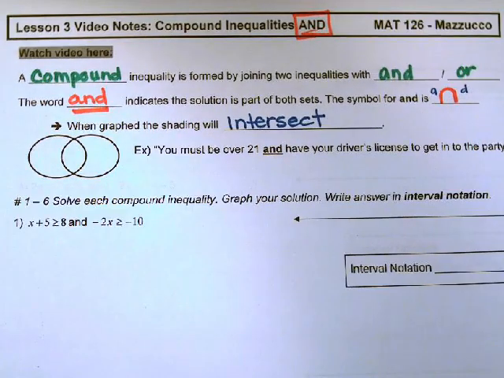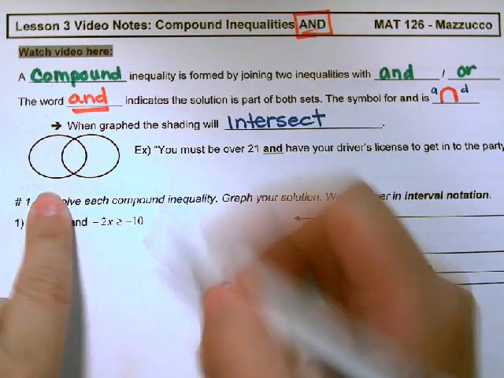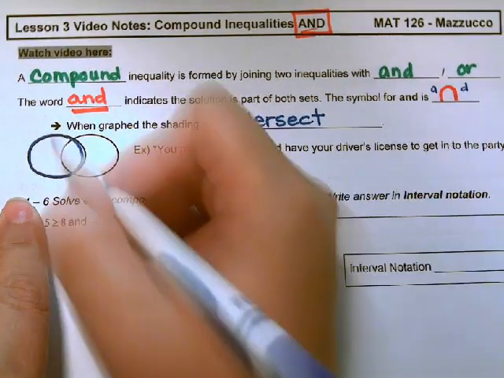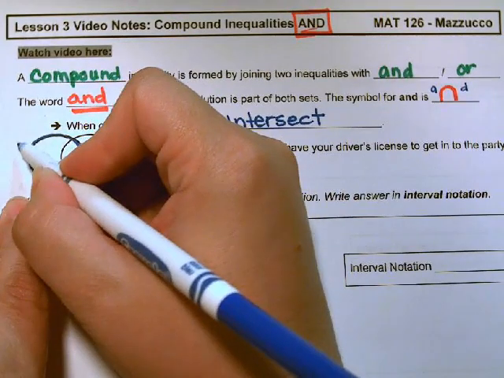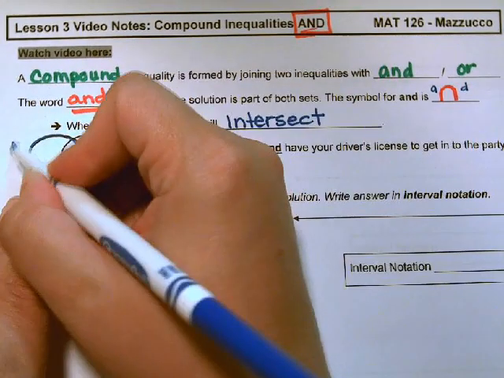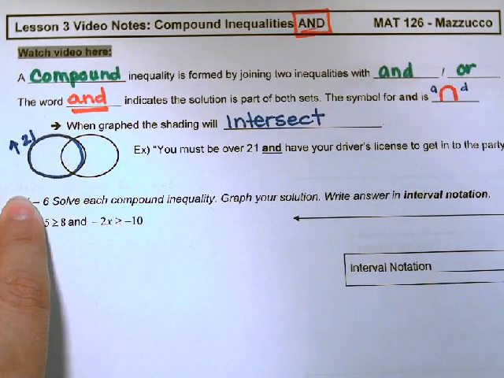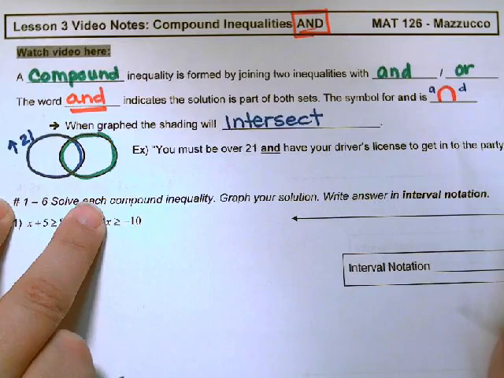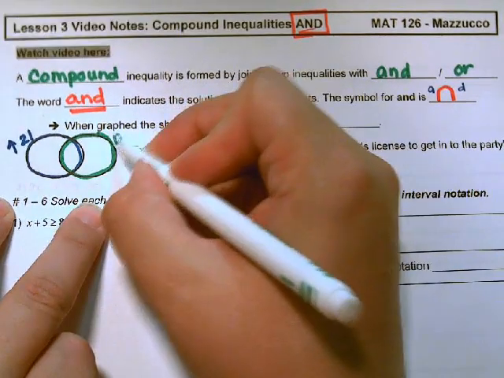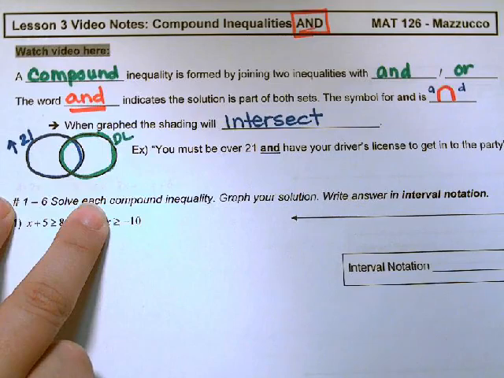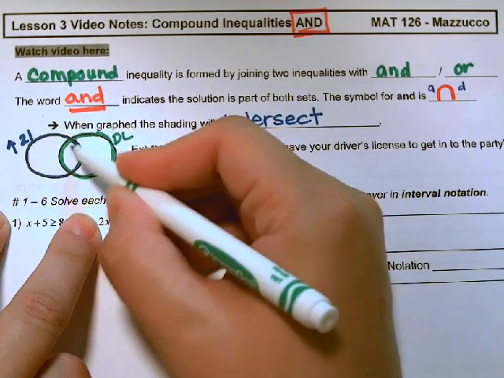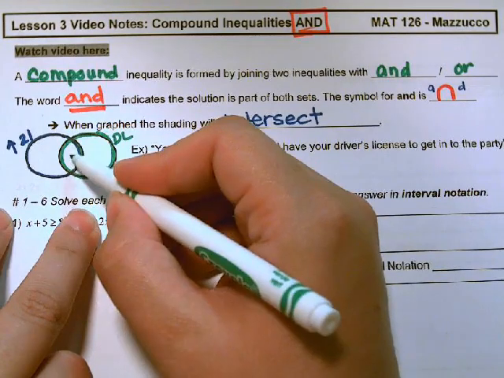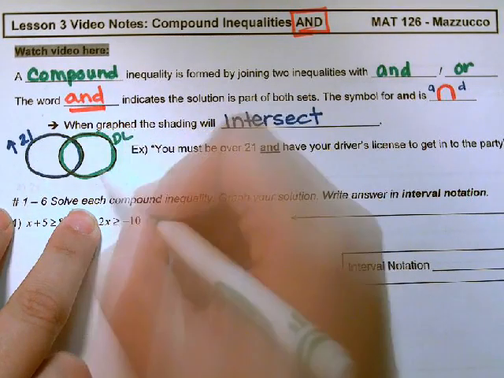So to show that without inequalities, let's say that this circle right here represents being over 21. And then let's say the green circle here represents having, I'm going to put DL for driver's license, having a driver's license. So where the two circles intersect, that means they have both. So they're over 21 and they have a driver's license.